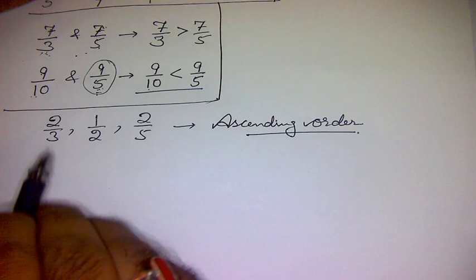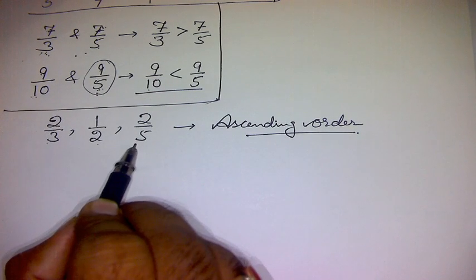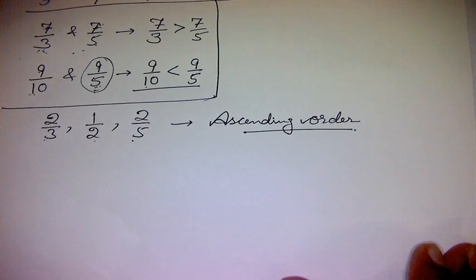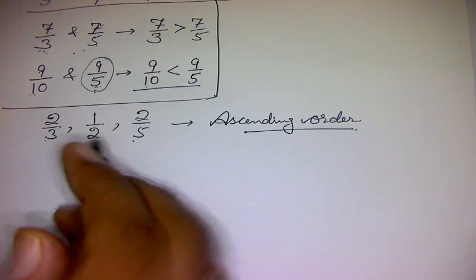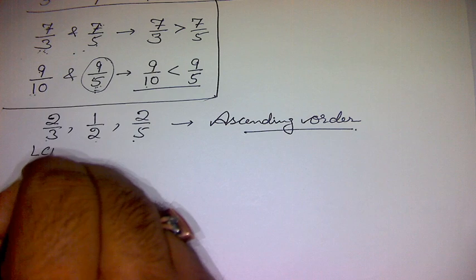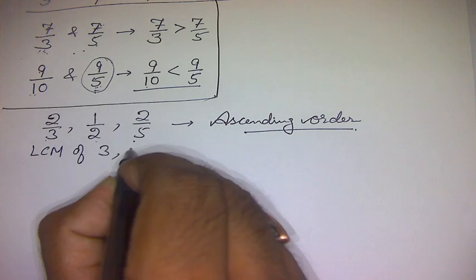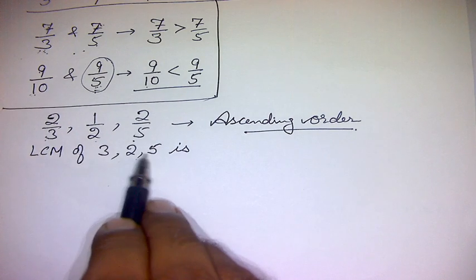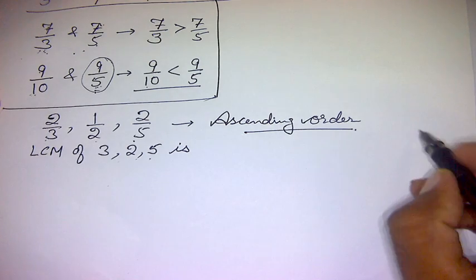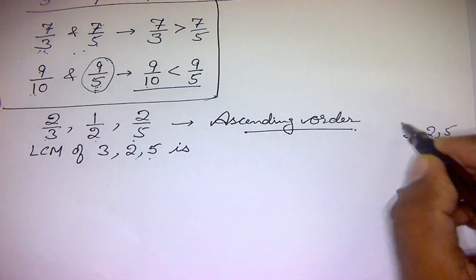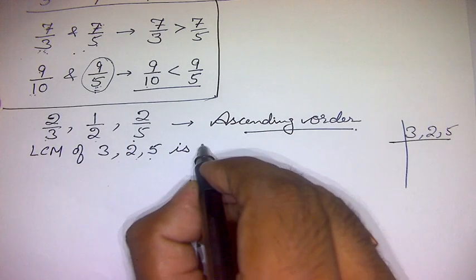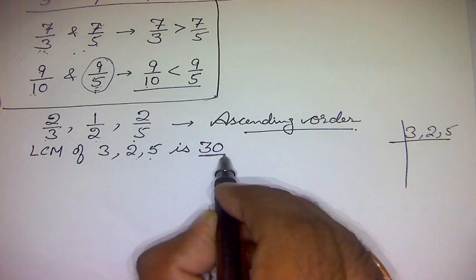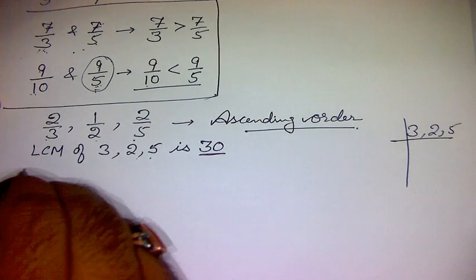What we will do is, you can see here that these are unlike fractions. क्या है ये? Unlike fractions है. So what we will do? We will convert them into like fractions. And how to convert them into like fraction? We will first take the LCM of 3, 2 and 5. You know how to find the LCM. So you just find the LCM. You will find that you get the LCM as 30. 3, 2 और 5 का LCM क्या आएगा? 30. Now what is the next step?